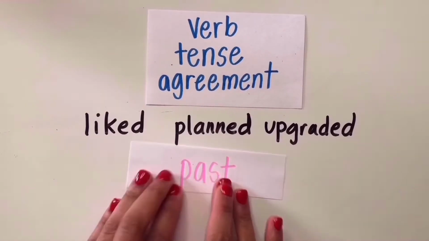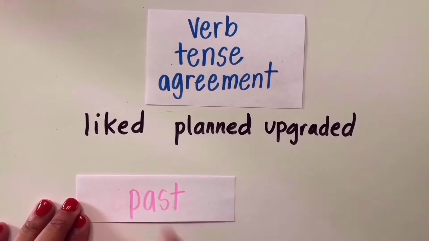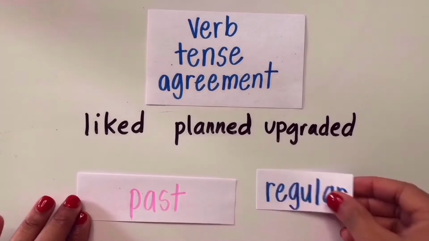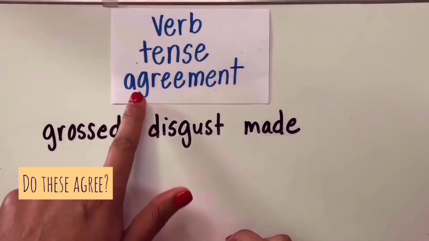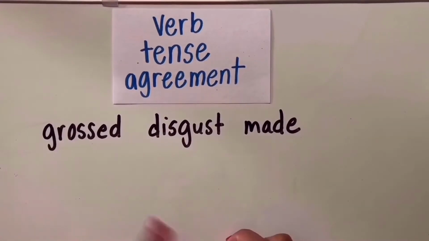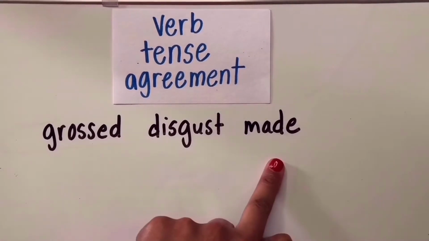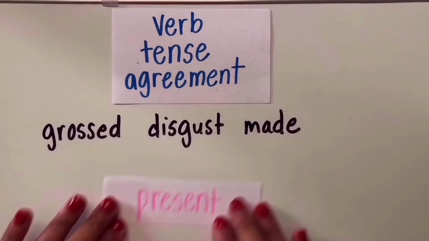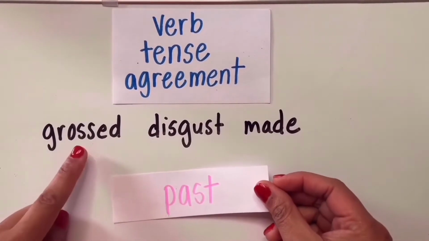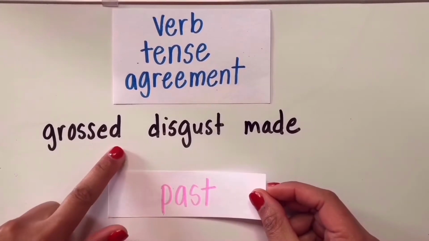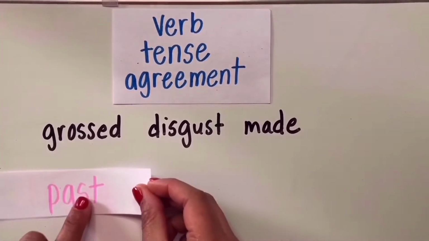We noticed that they end in -ed, so that tells us right away that they are regular past tense verbs. Think about if they have verb tense agreement. Are we all in the same tense? Are all these verbs in the present or are all these verbs in the past? The first verb is grossed. I know it ends in -ed, that tells me it is in the past.